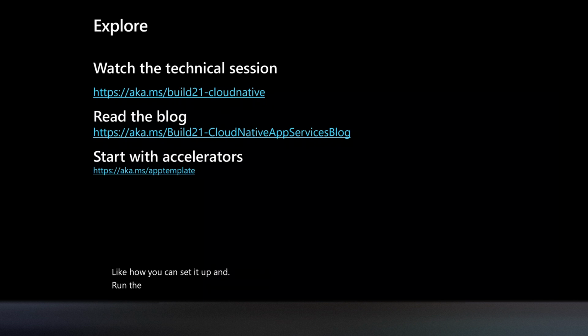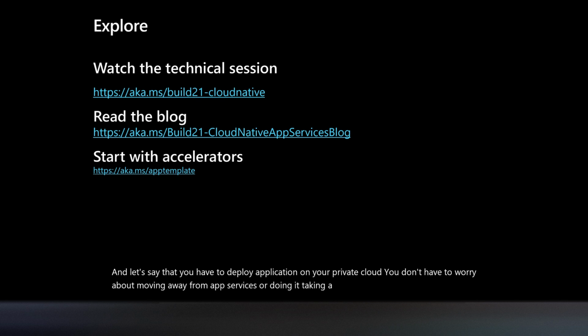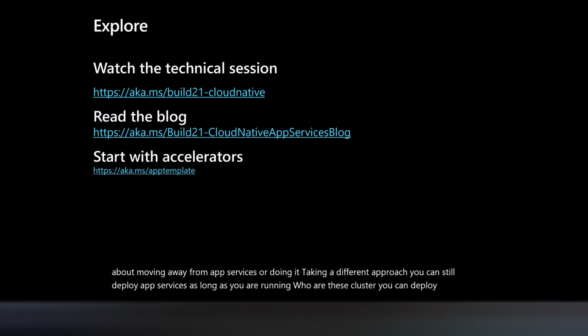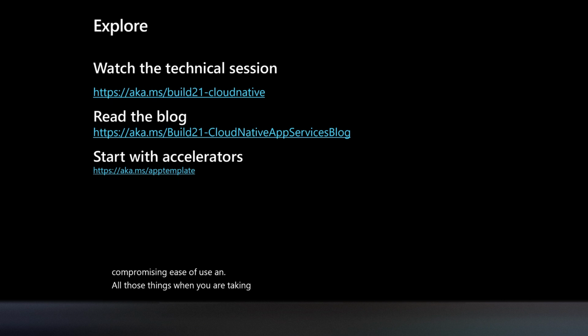The advantage here is that as you are deploying your application, if you're targeting Azure App Service and you have to deploy the application on your private cloud, you don't have to worry about moving away from App Service or taking a different approach. You can still deploy App Service as long as you are running a Kubernetes cluster. So basically, you can follow the same path that you're using with Azure without compromising ease of use when you take advantage of this technology. Any questions on that?